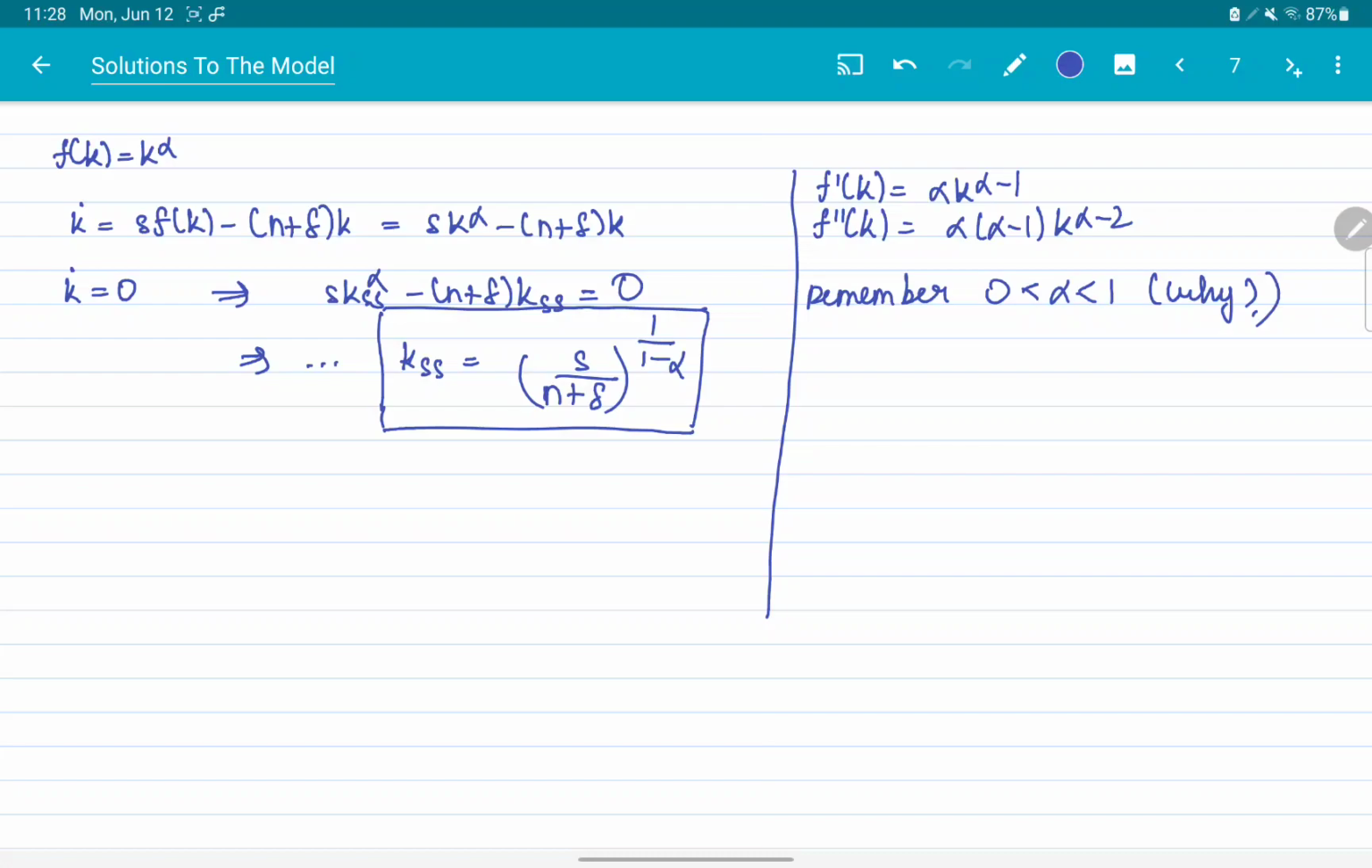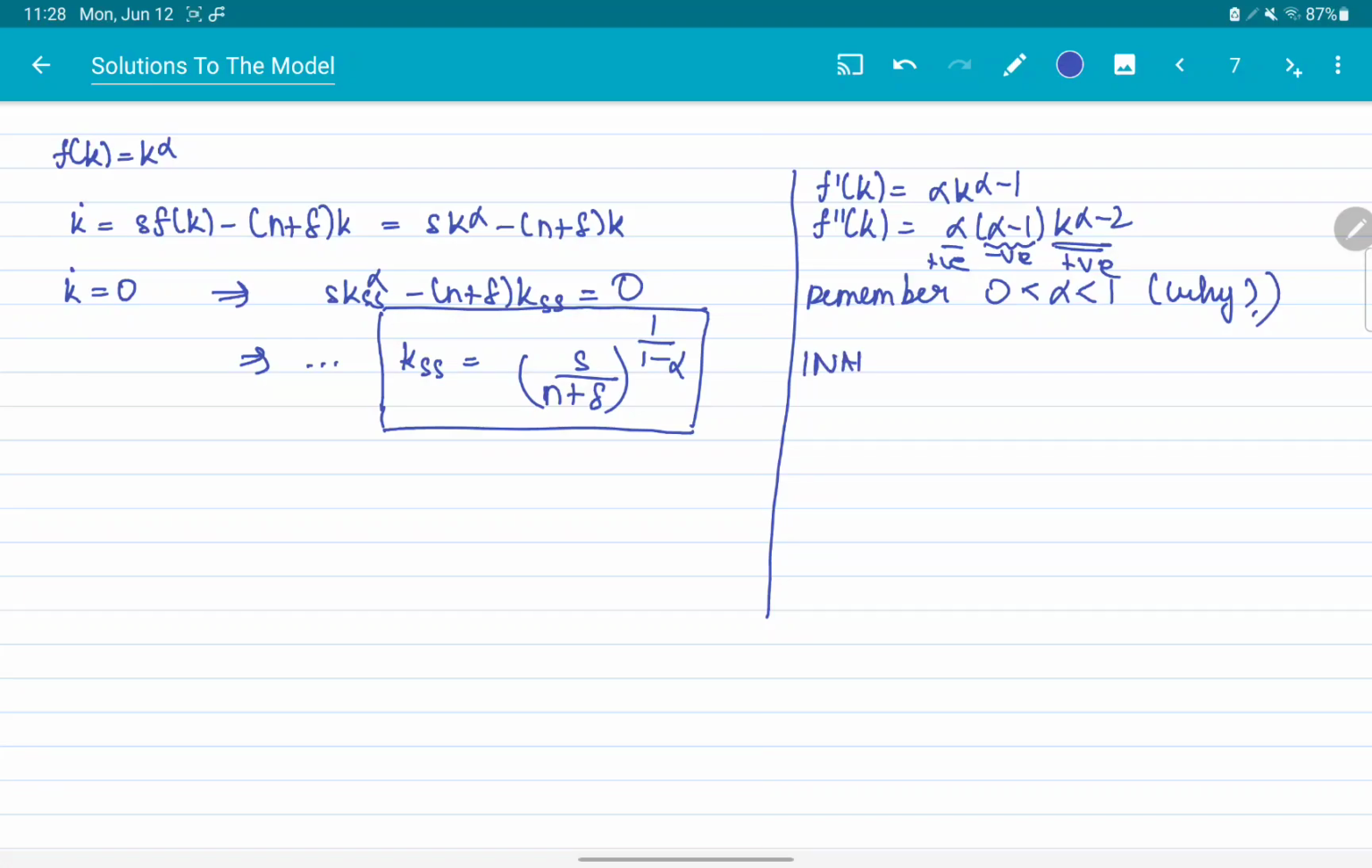Okay, what does that then mean? Concavity is trivial because this is obviously positive, but this is negative, right? Because alpha is between 0 and 1, so when you subtract 1, you're going to get a negative value. This is positive, so f''(k) is negative.